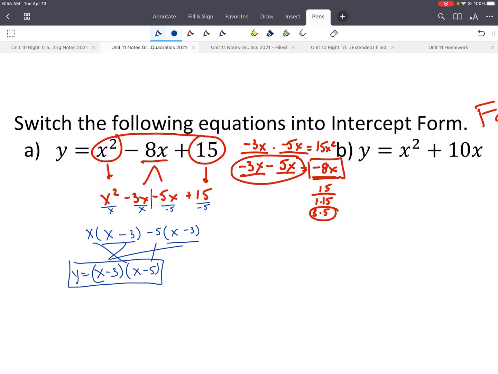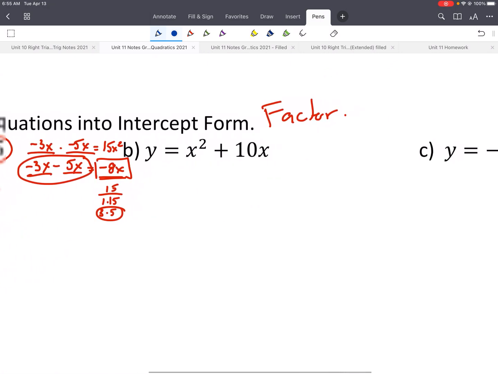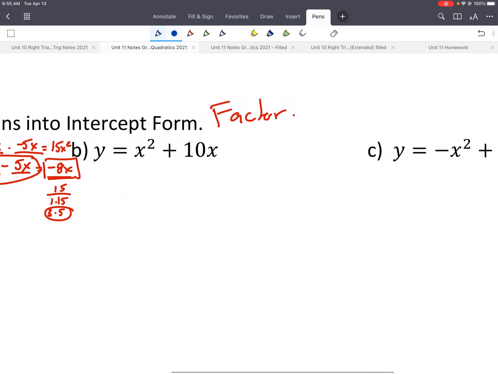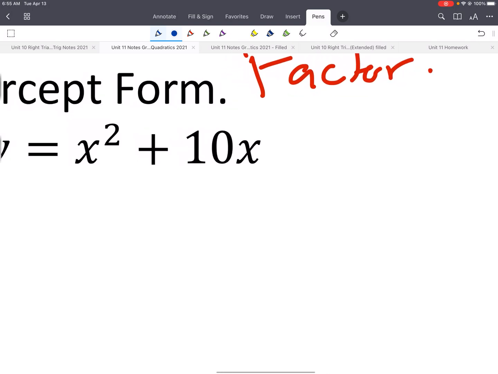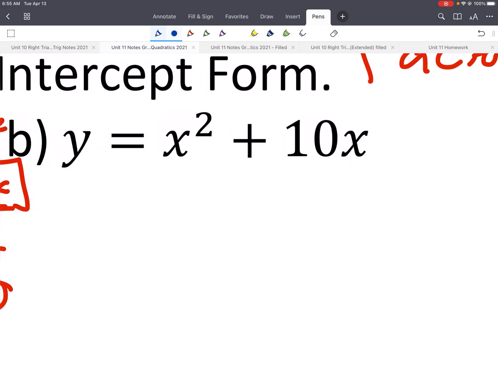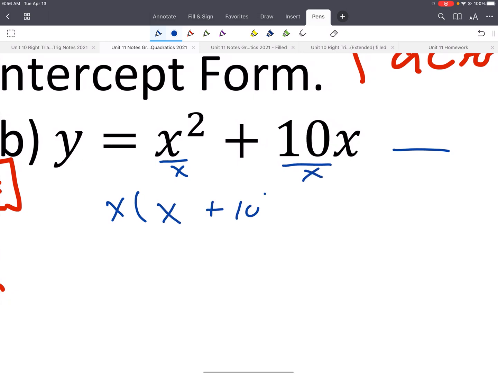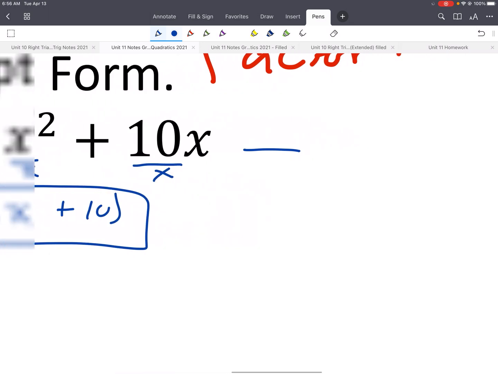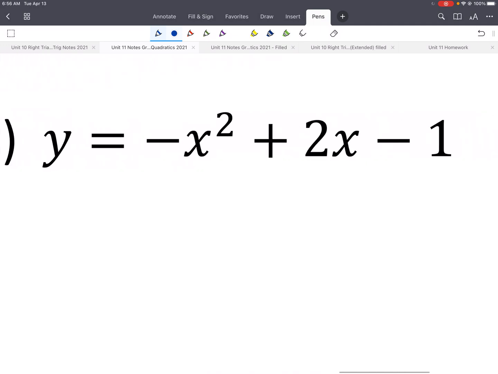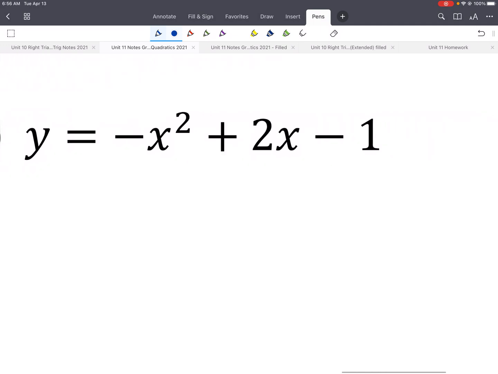Feel free to pause any of these, especially at least give C a try. This one's a little different, but again, if the constant's missing, all you need to do is take out the greatest common factor. So here, it looks like we could take out an x, and that would give us x plus 10. And we're done here. Again, please pause this one. Give this a try if you can.